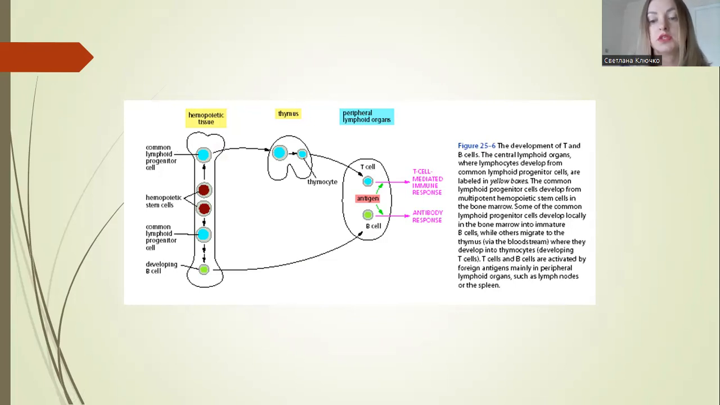T cells and B cells are activated by foreign antigens, mainly in peripheral lymphoid organs such as lymph nodes, spleen, tonsils, and lymphoid tissue associated with mucosa. And only in peripheral immune organs do we have the T cell mediated immune response and antibody response. This is the adaptive immune response.